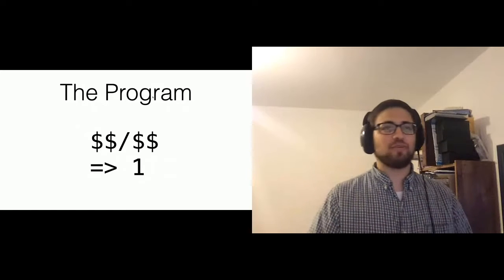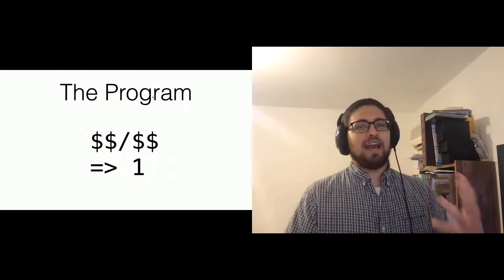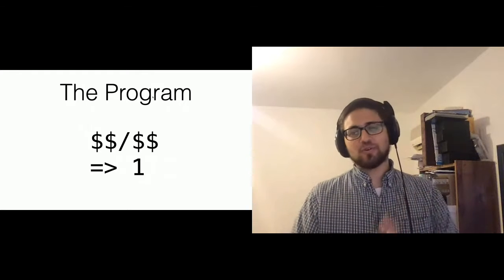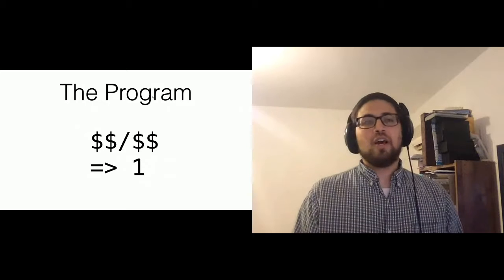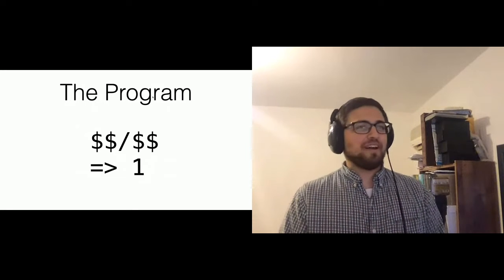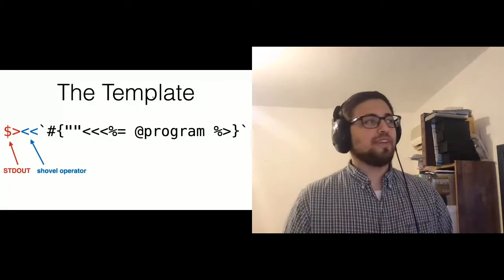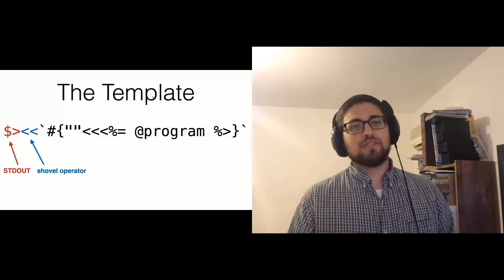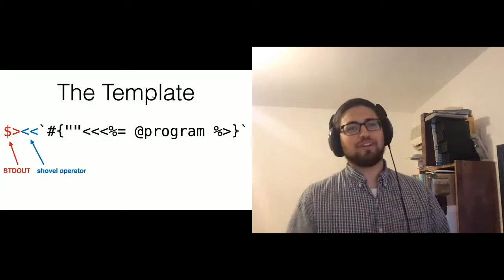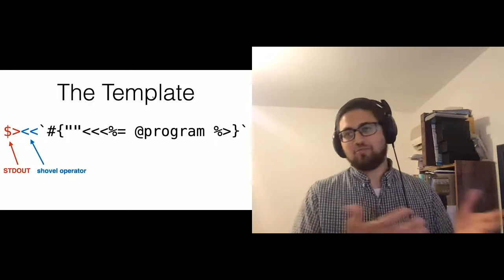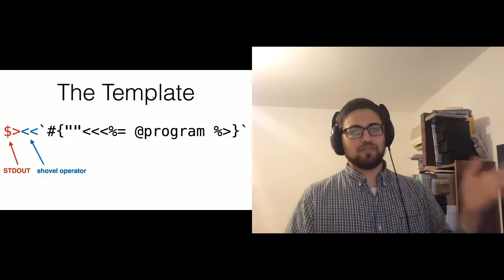That's great. We can generate any string, but we're not done, because we have to go from a string to an actual Ruby program. In order to have our string actually executed as Ruby code, we need to use this template. Let's break it down real quick. We start with the dollar sign greater than, again a magic global variable, which references standard out. If you send a string through the shovel operator into standard out, that's basically the equivalent of puts. It's outputting whatever you are telling standard out to take in.